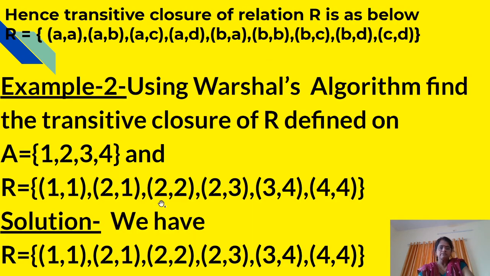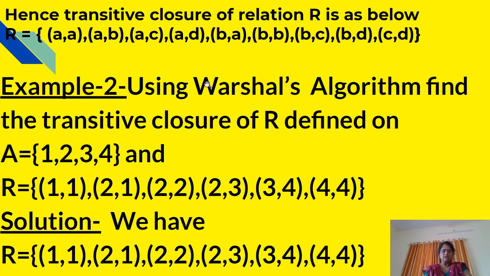And hence, our transitive closure of R is as below: AA, AB, AC, AD, BA, BB, BC, BD and CD. These pairs are written considering ABCD in the horizontal position in the previous matrix and ABCD vertically in the previous matrix, and wherever ones are there, at those pairs we have written here. At which places zeros are there, those will not come in this relation R. That is, the transitive closure of relation R is given by this set R.